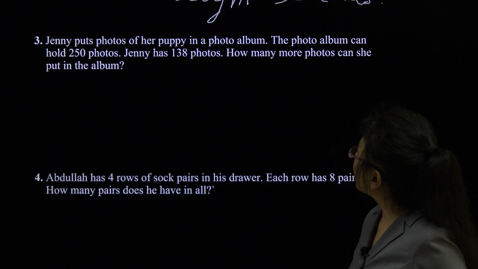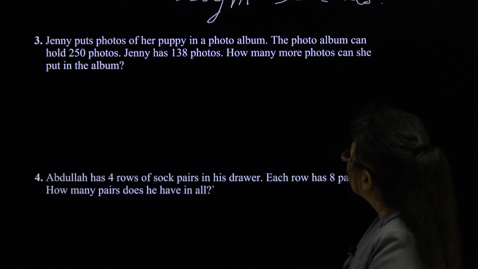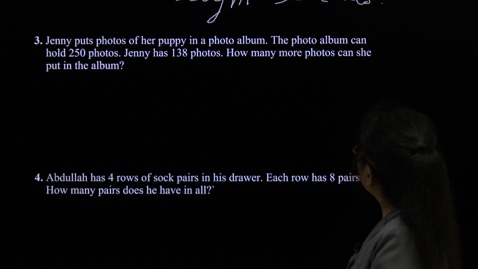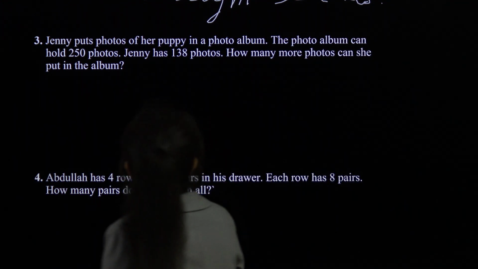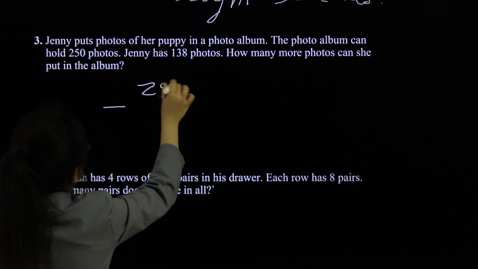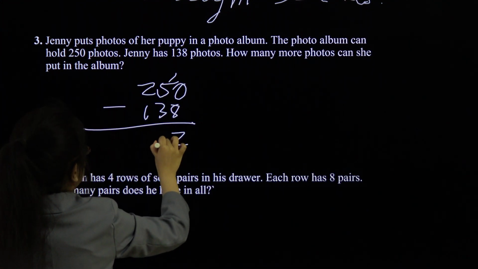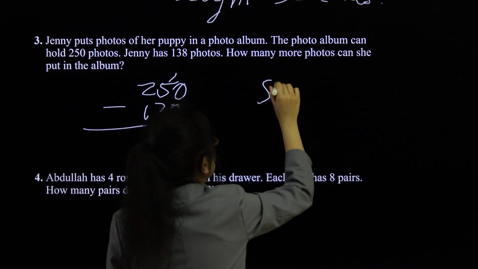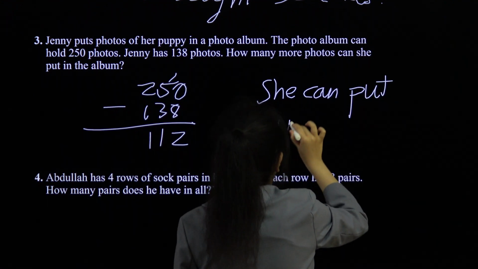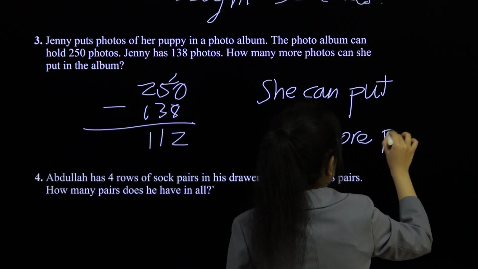Jenny puts photos of her puppy in a photo album. The photo album can hold 250 photos. Jenny has 138 photos. That's a lot of photos of your puppy. How many more photos can she put in the album? Well, how many more, which is subtraction again. That would be, she can put 112 more photos.